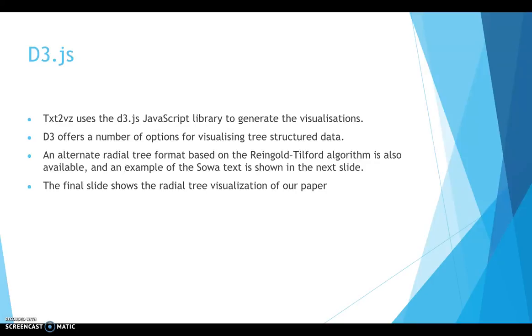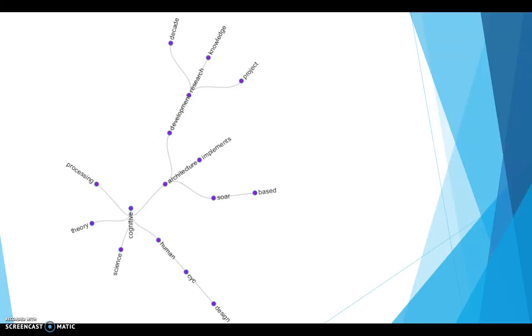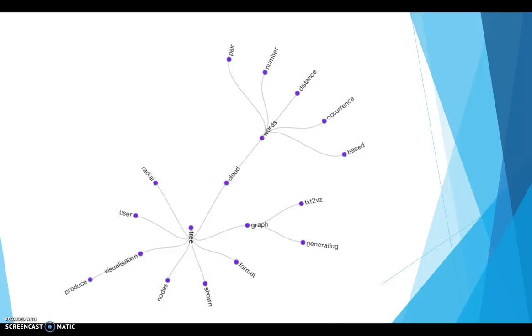And this is what the SOA text looks like when we use that one. It spaces the words very nicely, and we have the important words towards the center, and hopefully this is picking out some kind of hidden structure from the text. This is one of the main aims of the system. And here's an alternative.